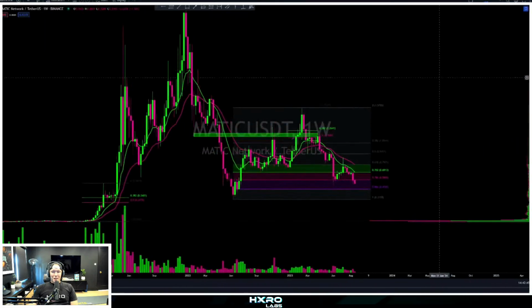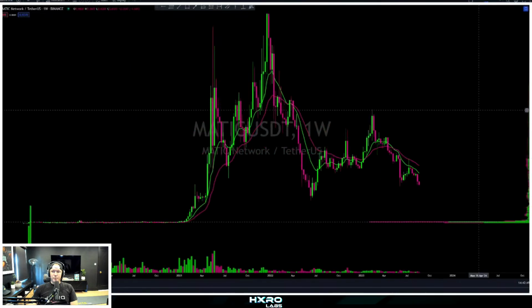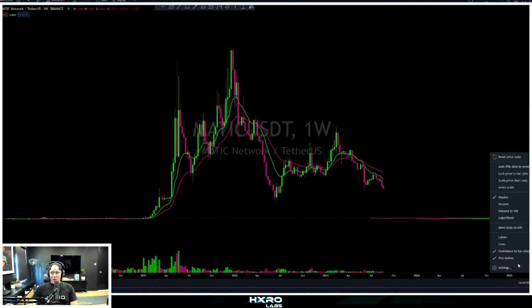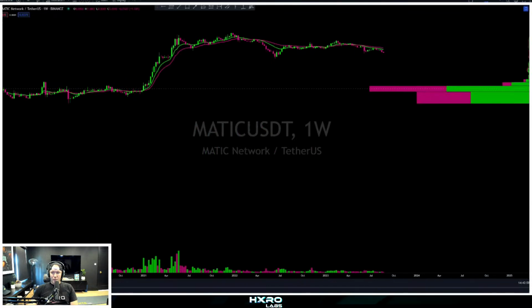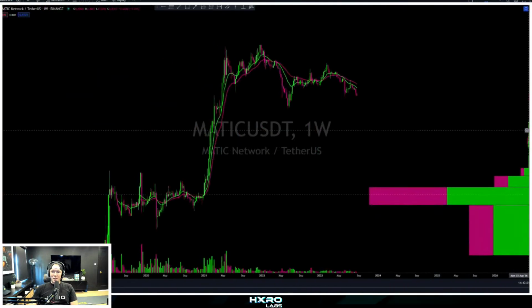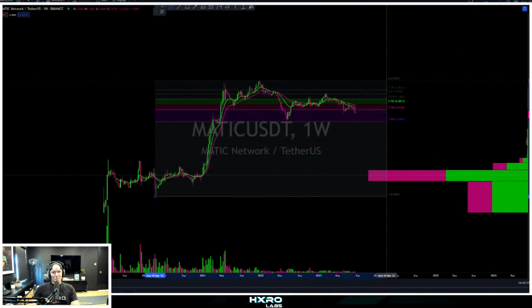So this is the weekly on MATIC. Let's start with a fresh chart. So real high time frame, full range. We'll have to use log to find the lows. Then we can switch back. If you really wanted the full high time frame look on MATIC, although this was kind of MATIC before they turned to Polygon, so you've got to consider that pivot. Maybe less relevant now.